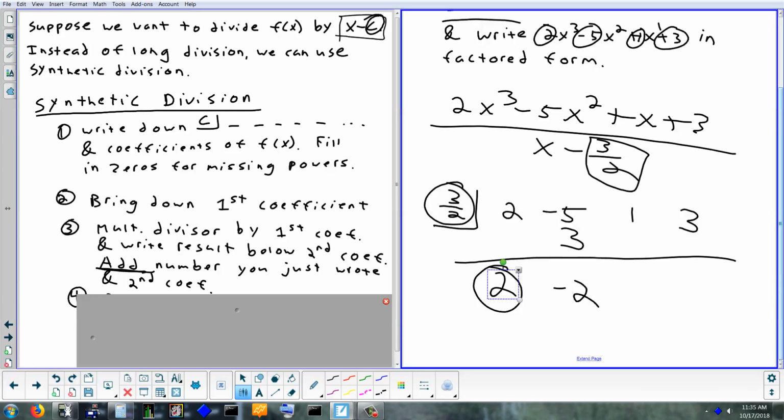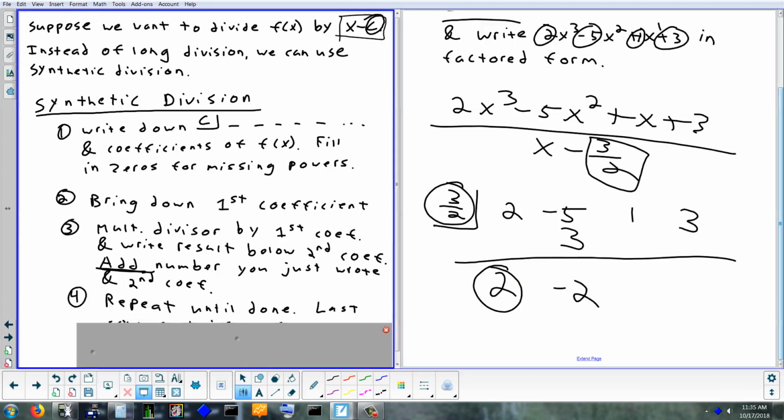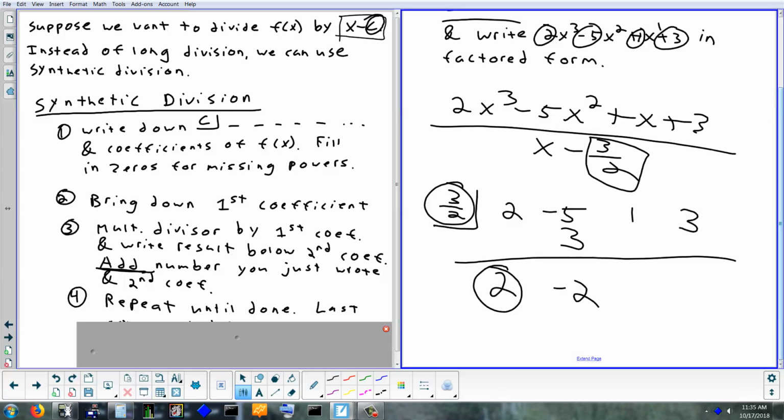Any question on how I got the -2? And now we keep repeating that process till we're done. You know you're done when you finally get the number that goes right there. So we got to keep going till we fill all this in. So repeat until you're done. I'm not going to show you yet what the last row means. I'm going to see if you can guess by what the answer we're going to get. I think you'll know what it means. All right. Now we do it again.